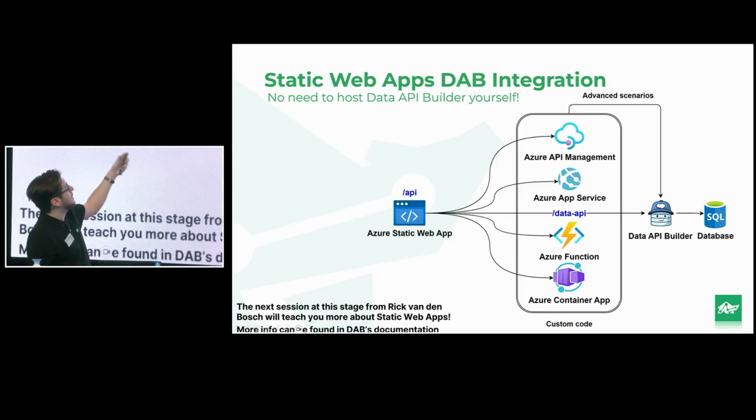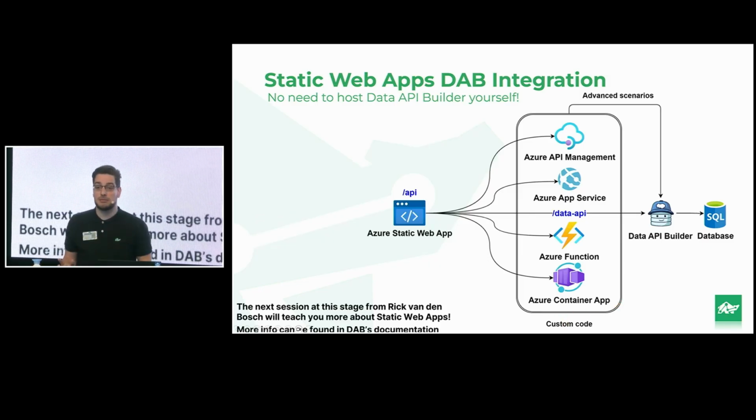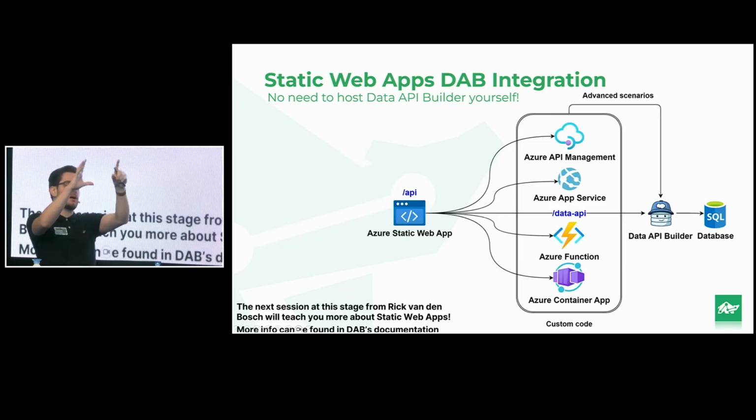So Azure Static Web Apps has integration with Data API Builder. You can simply say, Azure Static Web Apps, please connect to this database. And now calls that go to /data-api go to Data API Builder, and calls that go to /api might do some of that custom business logic I talked about earlier. Again, quite an interesting architectural approach.